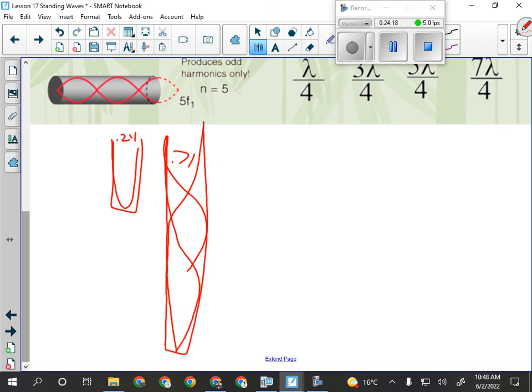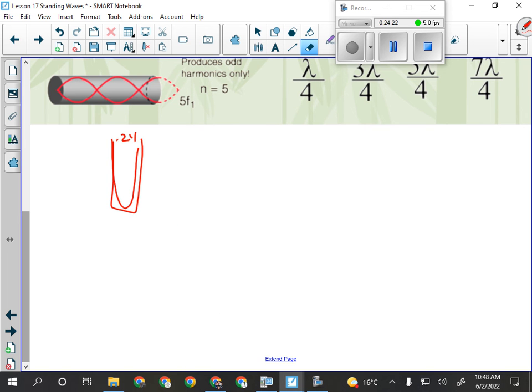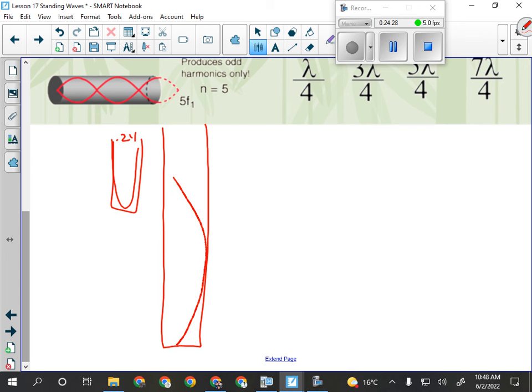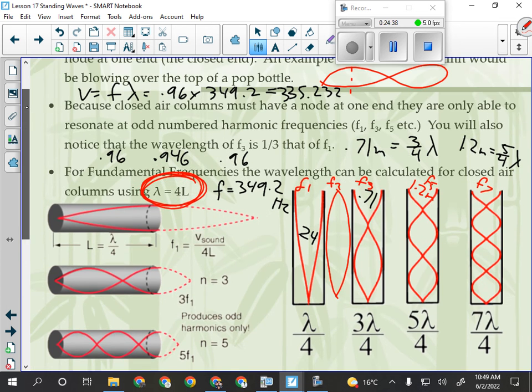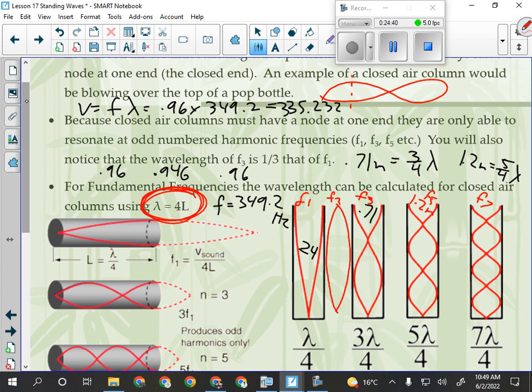Sorry, my antinode got really big there. What a mess. Let's try that again. Okay, so should start from the bottom. That makes more sense. Okay, and so on and so on, right? Okay, everybody okay with how that one worked?